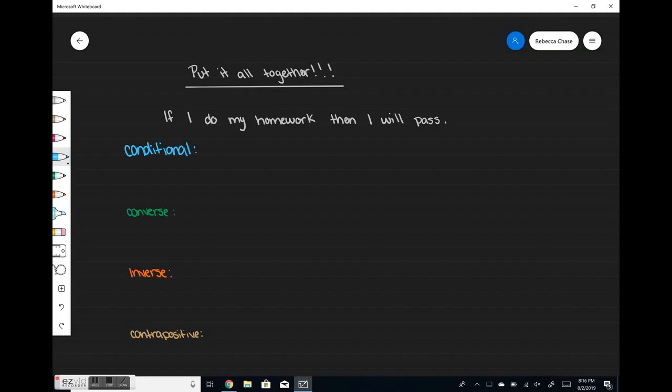So what we're going to do now is we're going to combine all that because that's what most of your homework problems are going to ask for. It's going to give you a sentence and you have to give off 4. So this one says if I do my homework, then I will pass. I'm going to be lazy. That is our conditional because it's already in if-then form. Right? So we don't have to change anything. That is it. All right, for the converse, what we have to do is we have to take that and we have to flip it. So remember the converse was Q to P, or we flip. All right, so I'm going to say if I pass, then I did my homework.